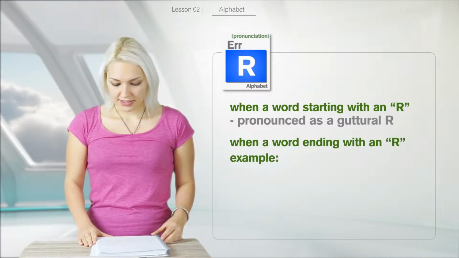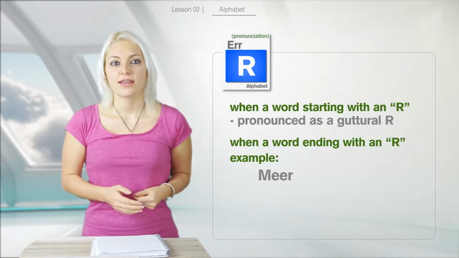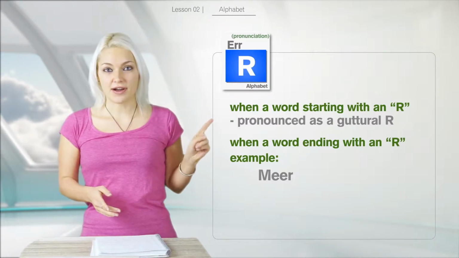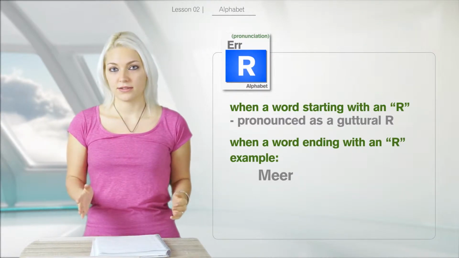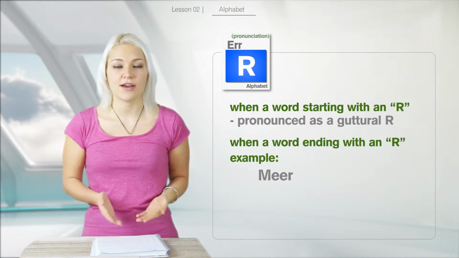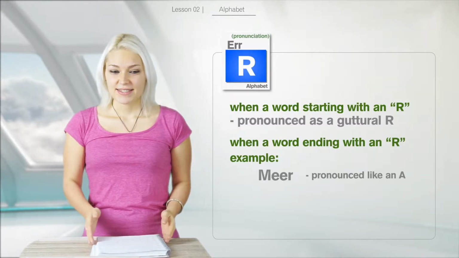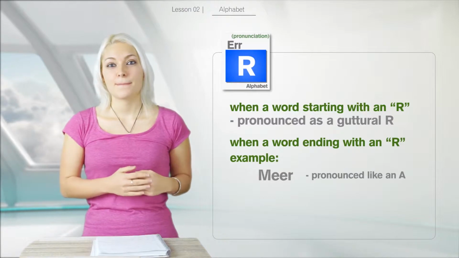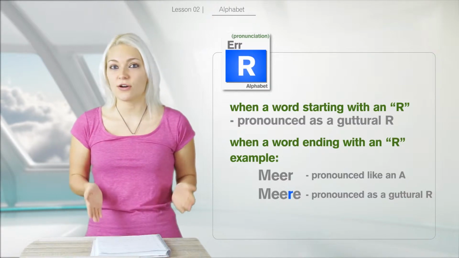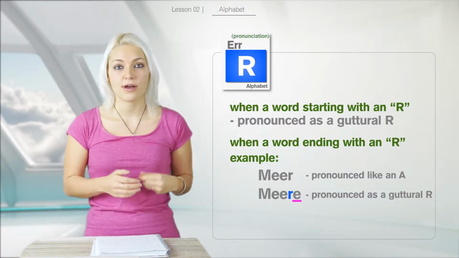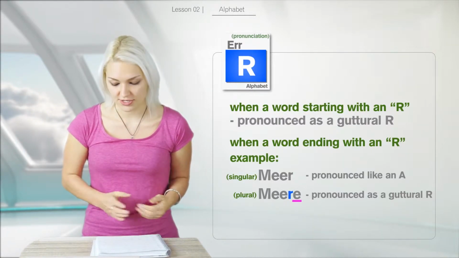I give you the example Meer, which means sea, the sea you swim in, which you can see ends with an R, but you don't pronounce it. You don't say "mer", you say "meh-a", which really sounds like you have added an A. So let's build the plural of this, which is Meere. And the R has to be pronounced again because it is the start of a syllable, of the second syllable. So Meer, singular, Meere, plural, and the R changes.